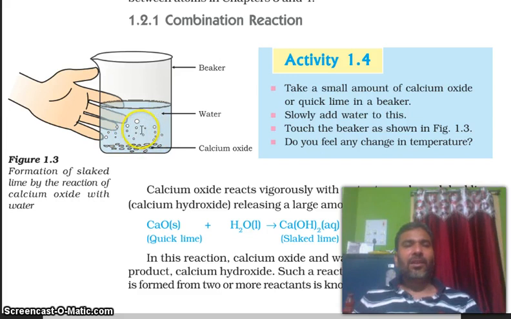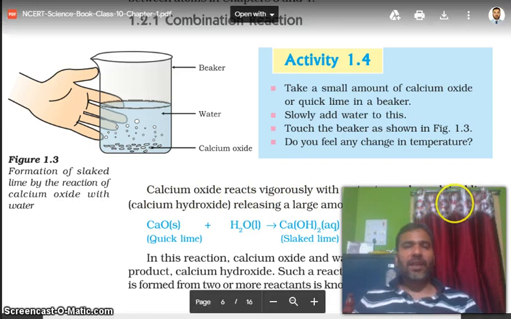Then you will feel either cold or hot. If you feel hot, it means exothermic reaction. If you feel cold, it means endothermic reaction. So I am not going into that exothermic, endothermic. Just I am trying to convey that some reaction occurs after adding calcium oxide and water. So calcium oxide reacts vigorously with water to produce slaked lime, releasing a large amount of heat.